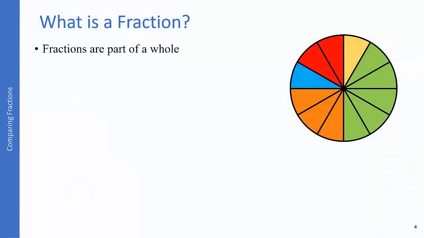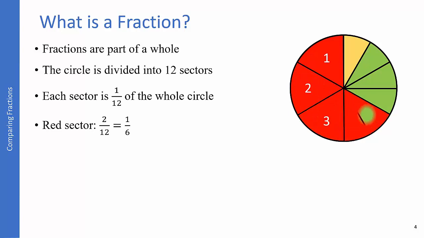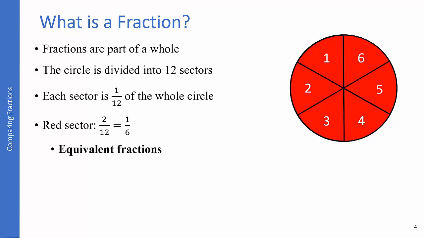A fraction is a part of a whole. The circle is divided into 12 sectors, so each sector is 1/12 of the whole circle. There are 2 red sectors, so that represents 2/12. They can be combined into one bigger sector. We will need 6 of those to fill the circle, so each one of those is 1/6 of the circle. We say that 2/12 and 1/6 are equivalent fractions. They're the same size.